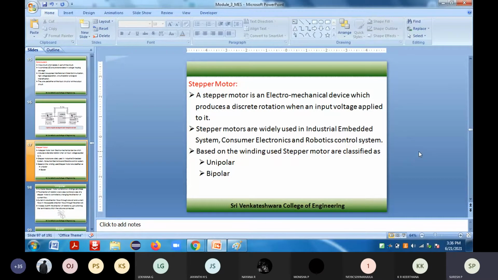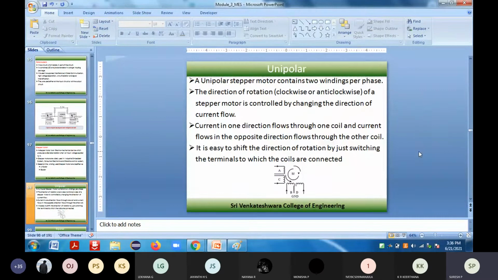In your unipolar stepper motor, it contains 2 windings per phase, whereas in your bipolar, it is going to have 4 windings per phase. The direction of rotation of a stepper motor is controlled by changing the direction of current flow. So you can see it here. It basically works on the principle of electromagnetic induction.